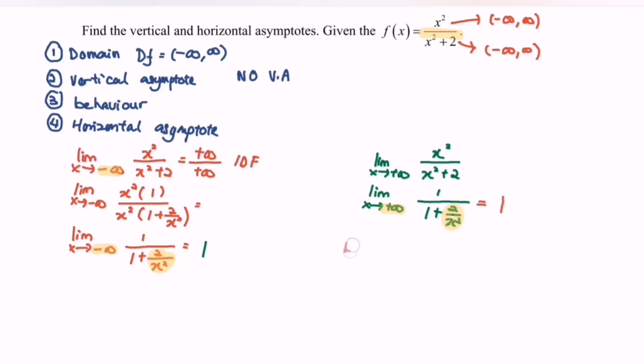So the horizontal asymptote is y equals 1. So here we are, and thanks for watching.